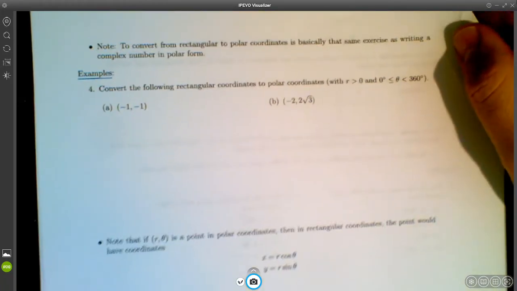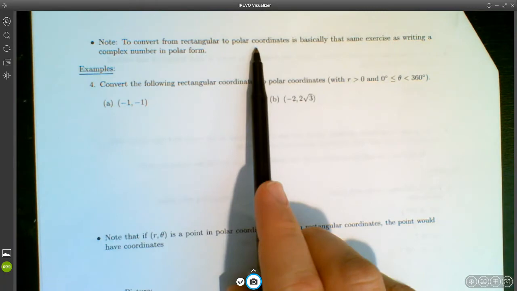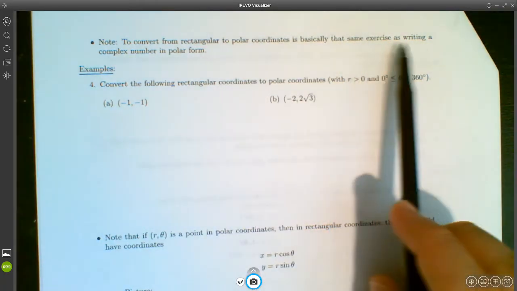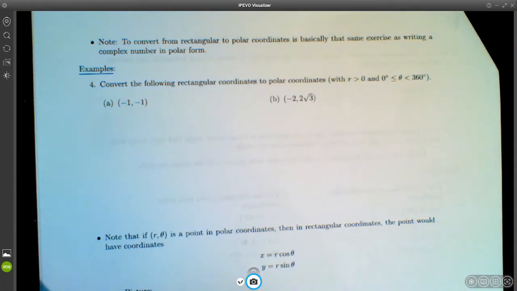One of the things that we want to be able to do is convert back and forth from rectangular to polar and from polar to rectangular. So to convert from rectangular to polar is basically the same exercise as writing a complex number in polar form. That is, we have to find theta and we have to find r.